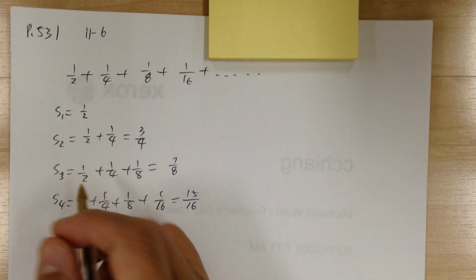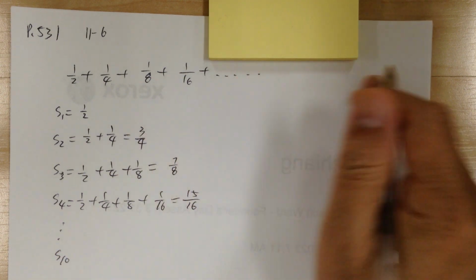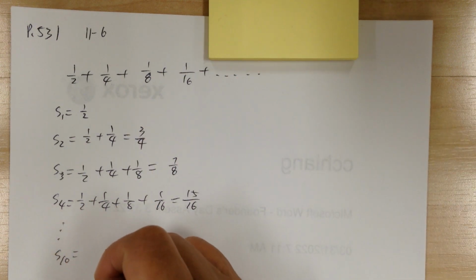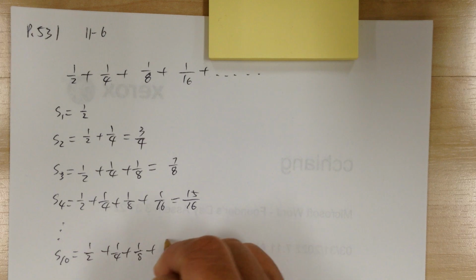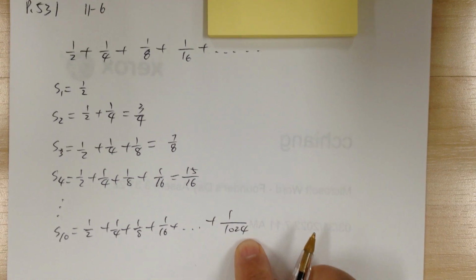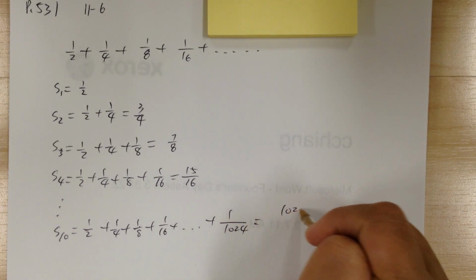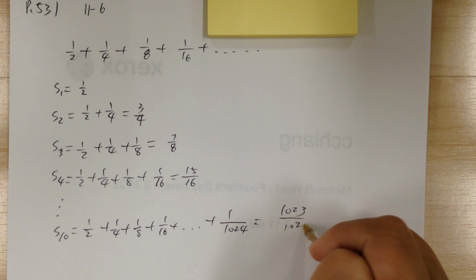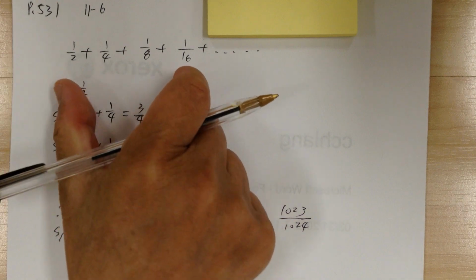If you keep going, when you get to S10, you write out the 10 terms and add them all together: 1/2 plus 1/4 plus 1/8 plus 1/16 plus dot dot dot plus 1/1024. This is S10, with T10 equal to 1/1024, and the sum equals 1023/1024. These are called partial sums because you only do part of it.